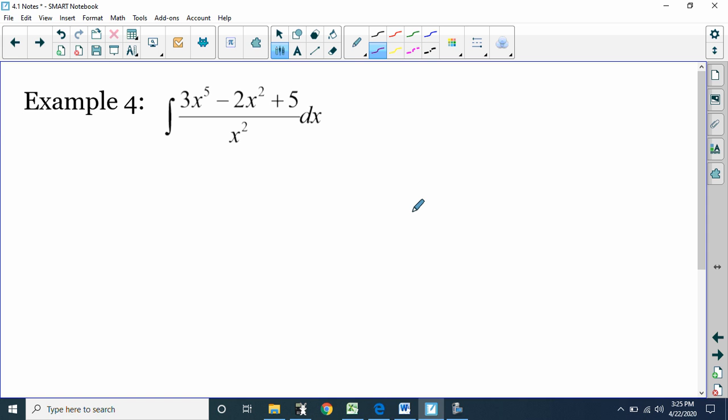And finally, example 4 asks for the integral of 3x to the 5th minus 2x squared plus 5 over x squared. Just like the previous example, when we're dividing, I cannot just take the integral of the top and the integral of the bottom. With derivatives, you would need the quotient rule. This one, we can actually do without the quotient rule. Because I just am dividing by x squared, I am going to divide each piece by x squared. So I've got 3x to the 5th divided by x squared.